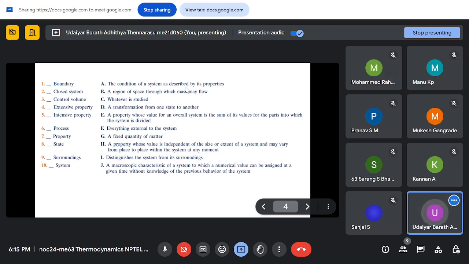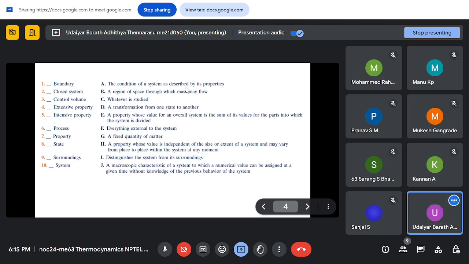6 is process. So process is option D, a transformation from one state to another. So we saw process, change of state from one state to another. How it occurs is called a process.